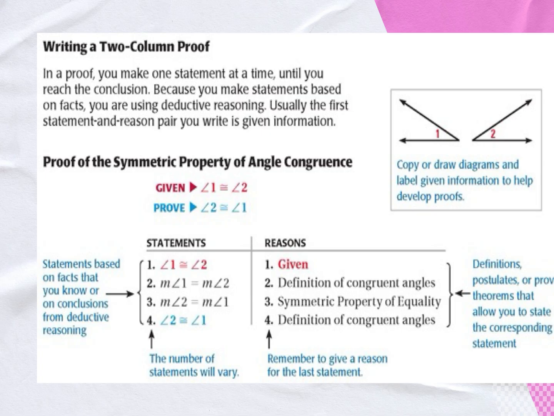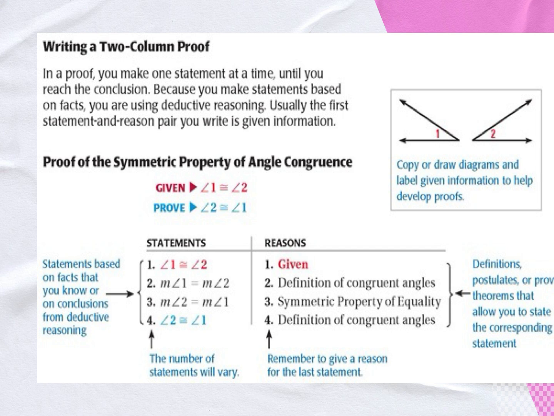So the last slide is just writing a 2-column proof. And again, you're going to make one statement at a time until you finally reach the conclusion, which is what you were trying to prove. You're going to be making your statements based on facts, whether you simplify things that was from the step up above, or maybe you bring in a definition or a theorem or a postulate. And again, usually that first statement is always your given information.